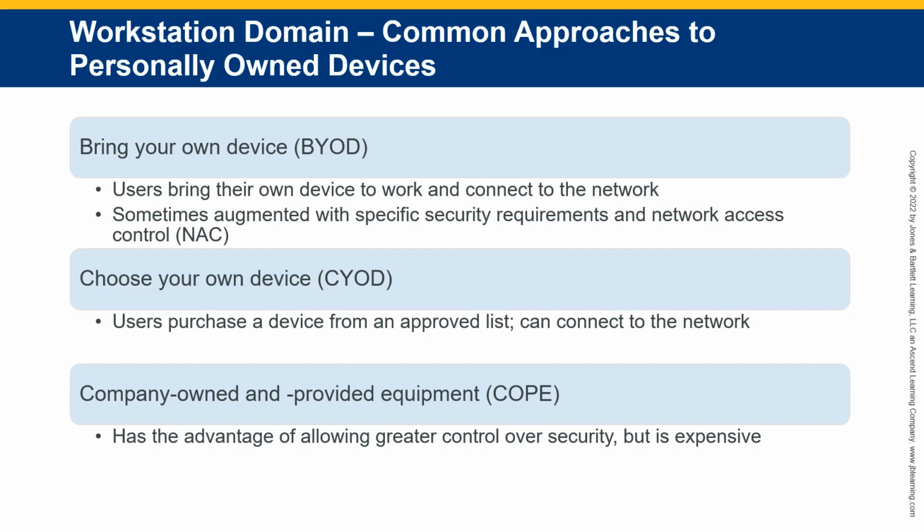Next is choose your own device, CYOD. Users purchase a device from an approved list and can connect to the network. And company-owned and provided equipment, COPE, has the advantage of allowing greater control over security, but that's expensive, and a lot of companies are getting away from that.